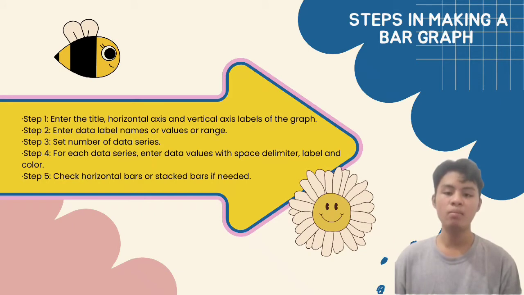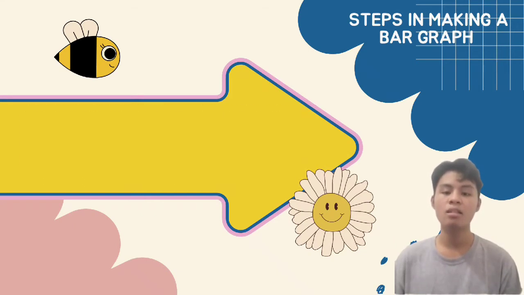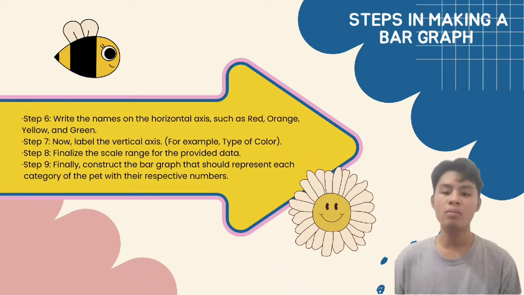Step number 5, check horizontal bars or stack bars if needed. Step number 6, write the names on the horizontal axis, such as red, orange, yellow, and green. Step number 7, now label the vertical axis. For example, types of color like red, blue, and yellow.